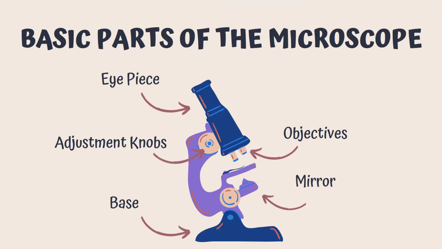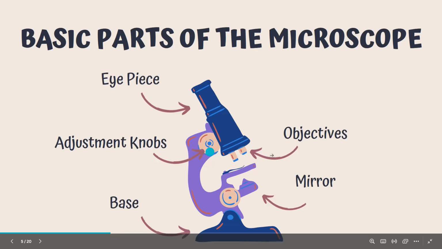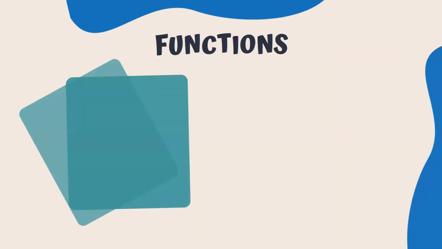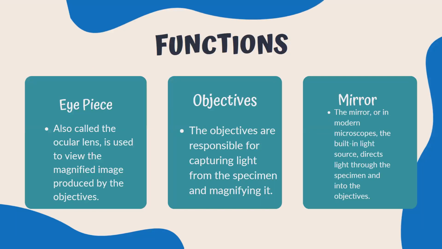And these are some basic parts of the microscope. We have the eyepiece, the objective, the mirror, the base, and adjustment knob. Now, the eyepiece is also called the ocular lens, and it's used to view the magnified image produced by the objectives. So when you place a specimen or the slide under the objective, you put your eyes on the eyepiece and you're able to see the magnified image. The objectives are the lenses responsible for capturing the light and magnifying the specimen. Some microscopes also have what's called a mirror, but in modern microscopes, we have a built-in light, and it's basically a source of light that directs light through the specimen and into the objectives.